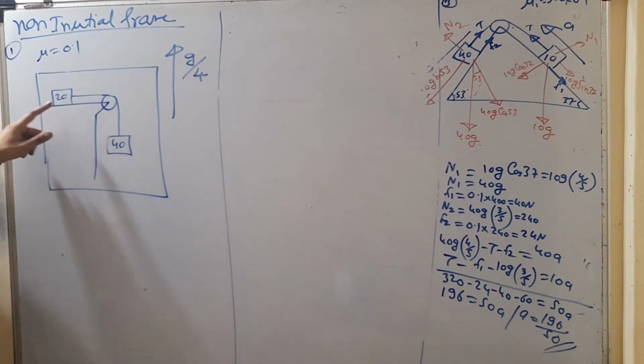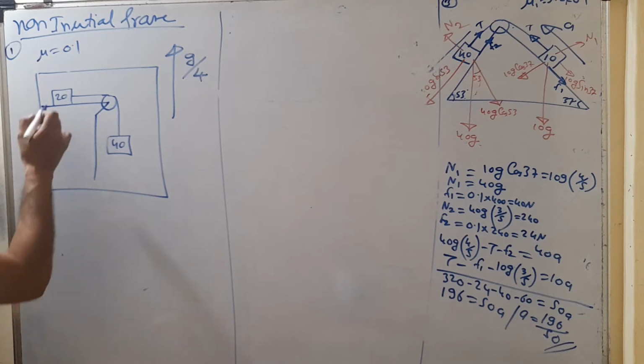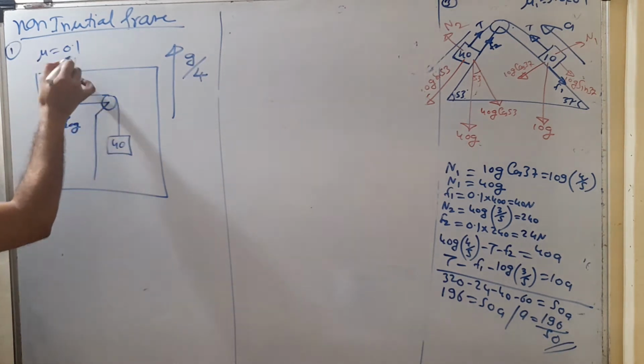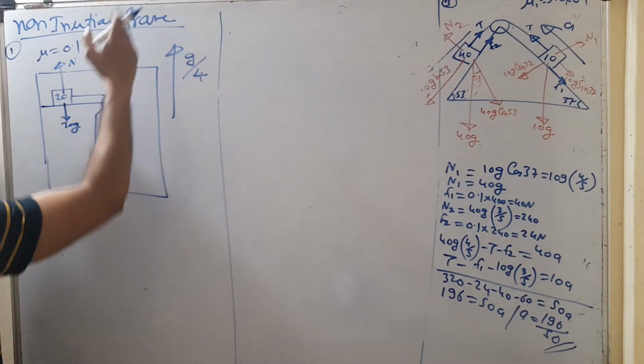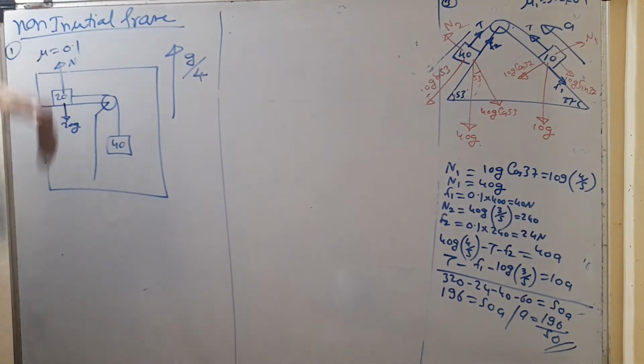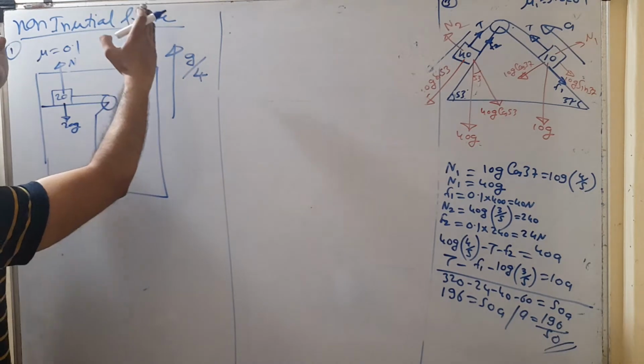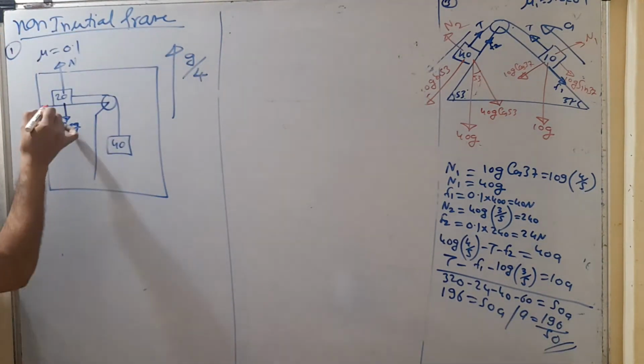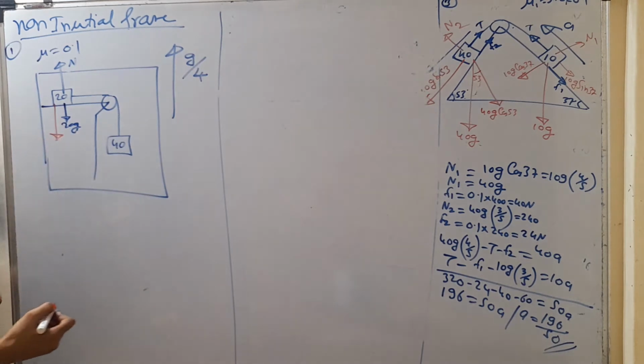Here in this case you cannot say just N is equal to 20g, because its weight is acting downward, that is 20g. Normal is acting upward, and because this frame is accelerated upward, we are going to get one extra force, the pseudo force. The frame is accelerated upward, so the pseudo force will be acting in the downward direction. So how much pseudo force do we get here? What is the value of pseudo force?